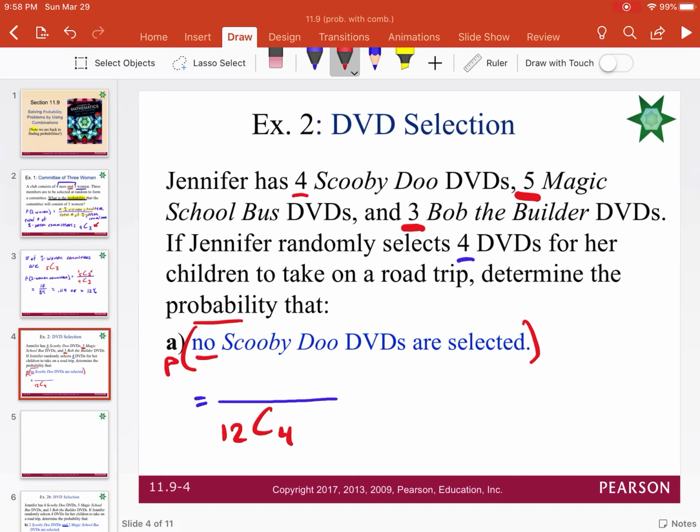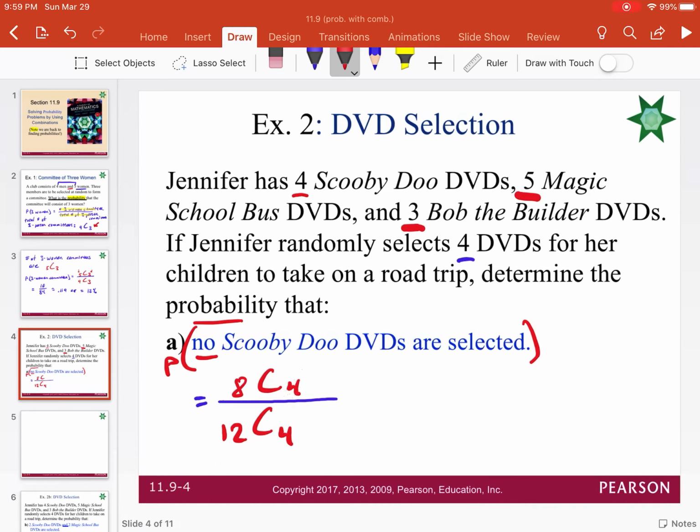All kinds of variations. Now, if for your sanity's sake you can't stand Scooby-Doo, so unknown to your kids, you kind of pull them out of the mix, right? Well, if you pull the Scooby-Doo out of the mix because you want to make sure there's no Scooby-Doo selected, if you take out the 4, how many are left? There's only 8. Okay, and how many DVDs are you picking for the trip?